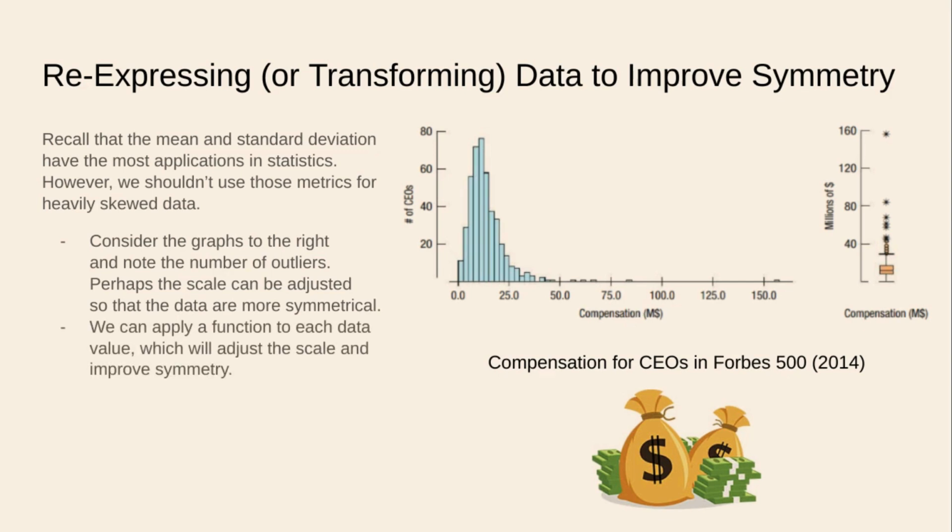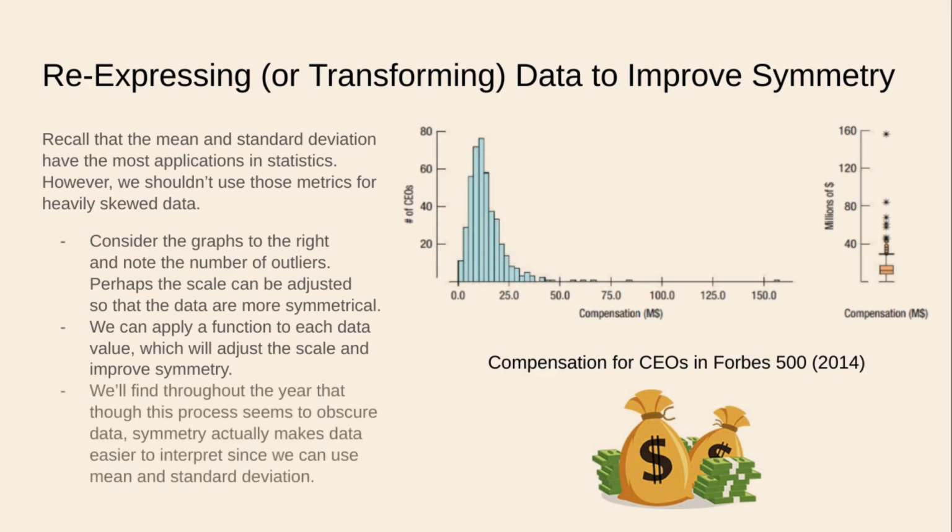All right, so we can apply a function to each data value, and that will adjust the scale of the x-axis and improve symmetry. Okay? We'll find throughout the year that though this process does seem to obscure data, our graph looks a little different. The skewness disappears. That's by design. Symmetry makes data easier to interpret since we can use mean and standard deviation. Okay? So there is a proper way of doing this without corrupting our data, and that is one of the things we'll talk about very much so in Chapter 9, but we start the discussion here in Chapter 4.